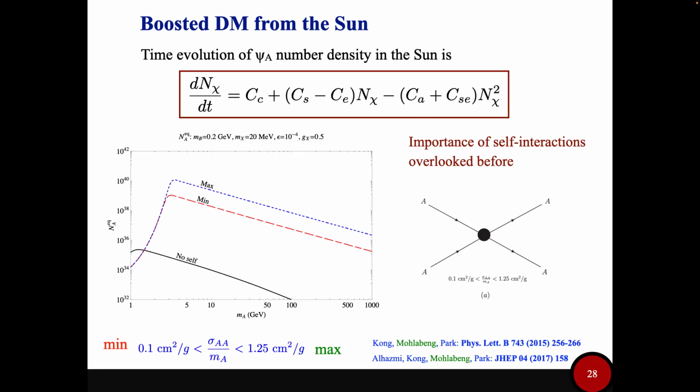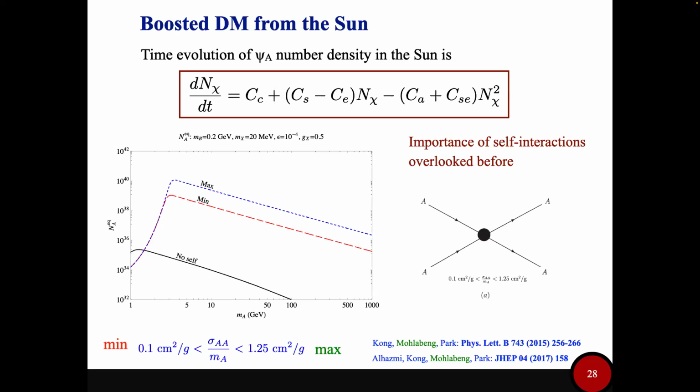So the point here is showing the importance of self-interactions, and this is something that was overlooked before in the literature. What we're looking at is no self-interaction versus minimum and maximum self-interaction. Now, what is minimum and maximum self-interaction? This is what observations from astrophysics tell us about the self-interactions of dark matter. If I look at the kinematics of dwarf spheroidal galaxies, the way they interact tells me that dark matter does not interact with each other very strongly.